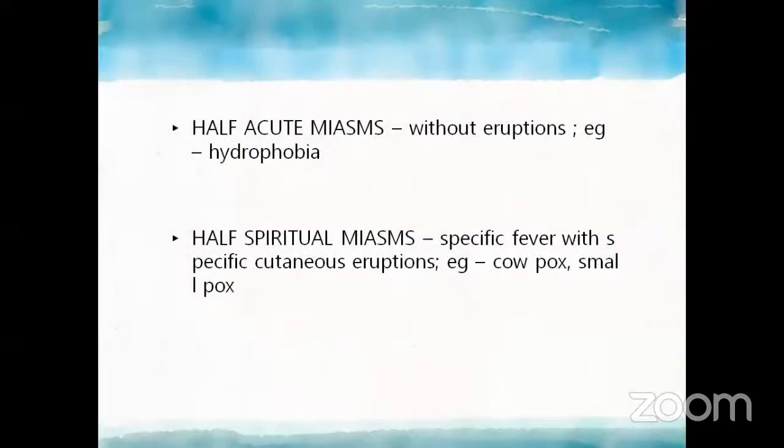Hahnemann here also mentions, in the chronic diseases, the half-acute miasms and half-spiritual miasms. He tells us of half-acute miasms that do not have any eruptions, for example hydrophobia. The half-spiritual miasms are the miasms other than the three chronic miasms. They are a specific fever with specific cutaneous eruptions, like cowpox and smallpox.